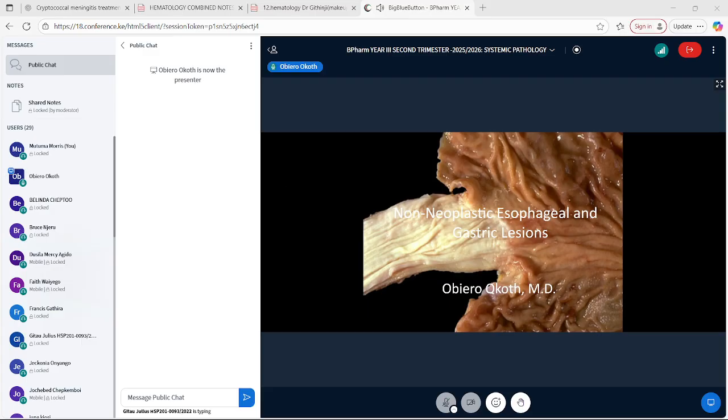Yes. So this is our topic today: neoplastic, esophageal and gastric lesions. We're basically going to cover all the lesions of the stomach and all the lesions of the esophagus, minus the neoplastic, so minus the tumors. This is the extent.